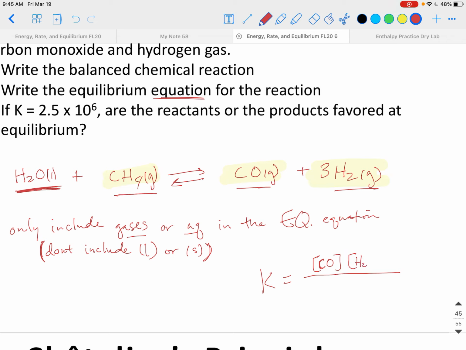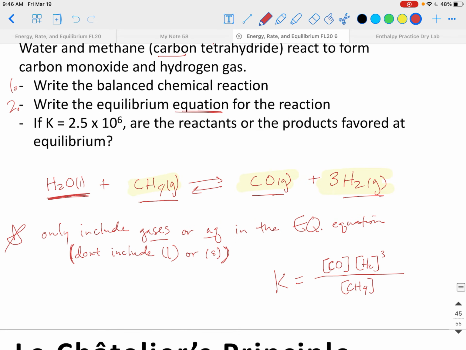Times the concentration of H2, and I got a coefficient of 3, so I'm going to do it to the power of 3. Then in the bottom, I'm not putting water because it's a liquid. I'm just putting the concentration of CH4. And I don't have any coefficients, so I don't raise it to the power of anything. And that's it. That's part 2. So this was part 1. This is part 2. Now part 3.